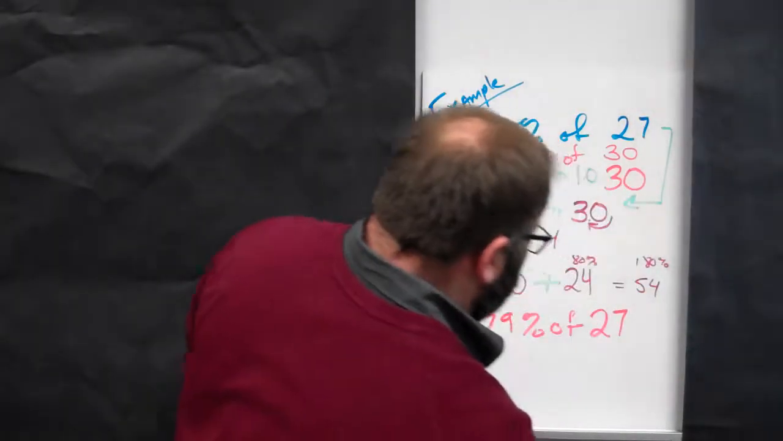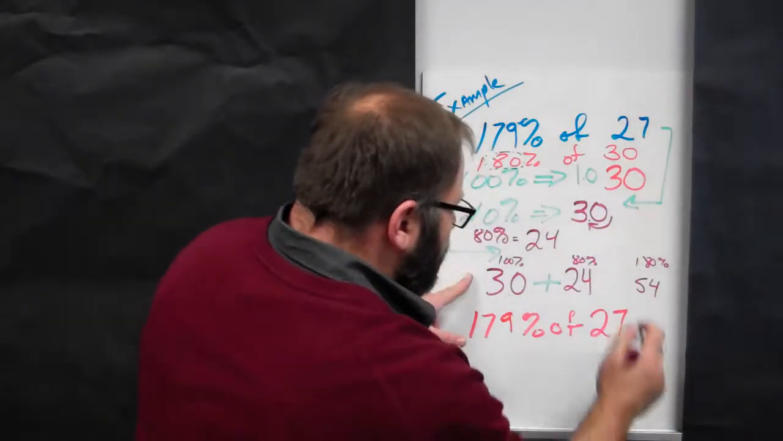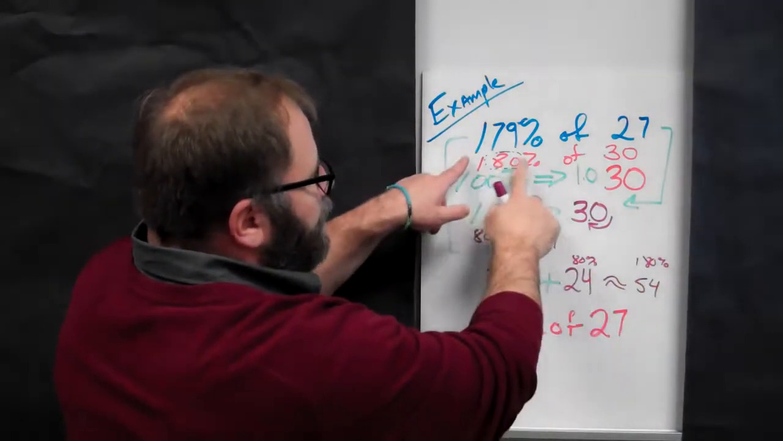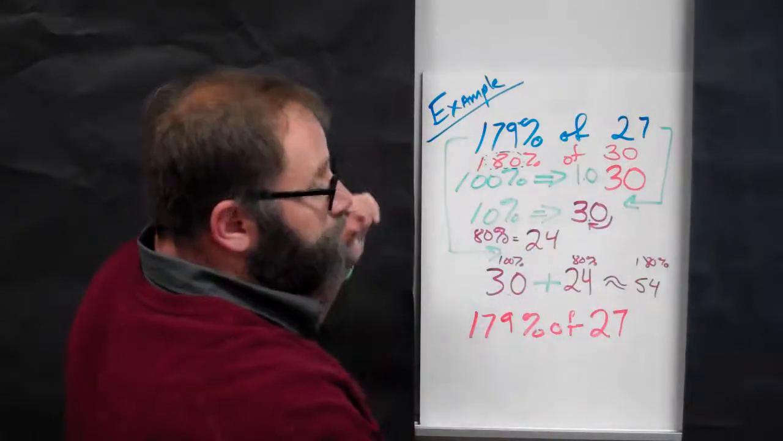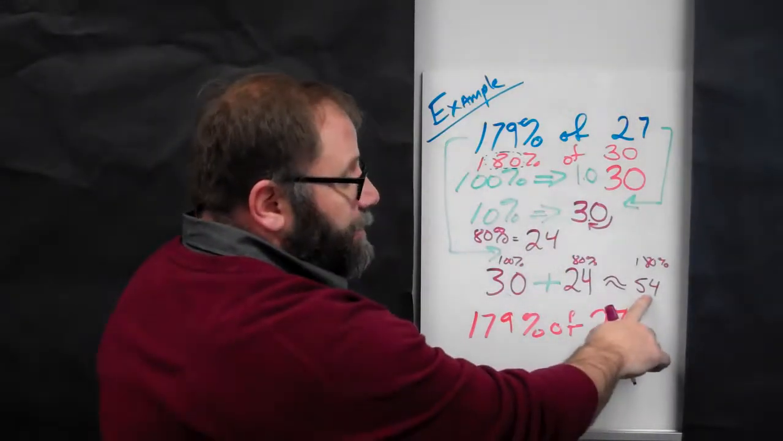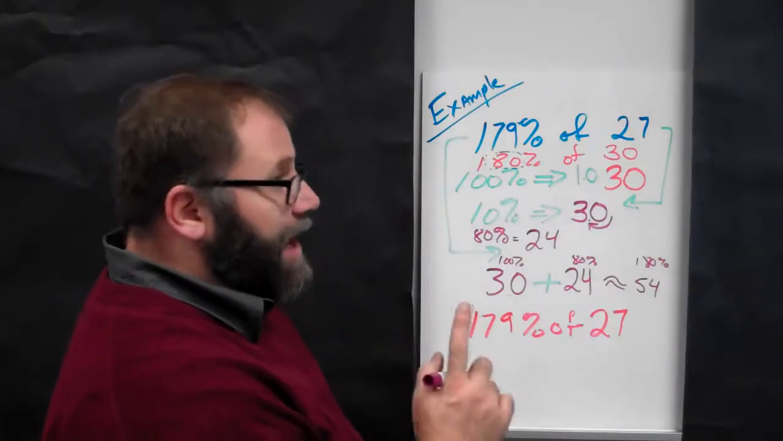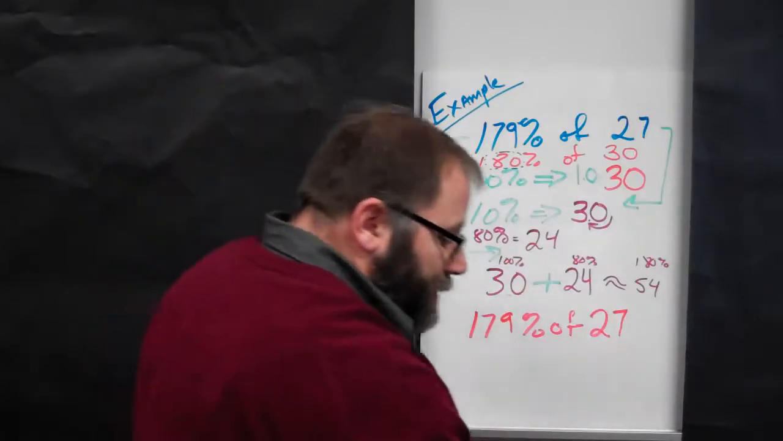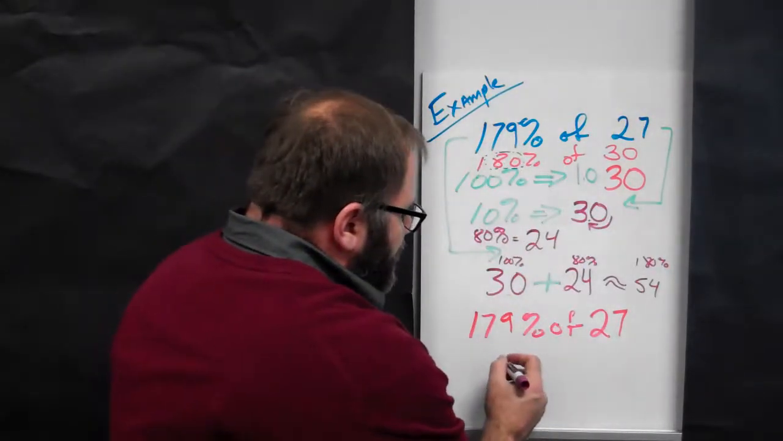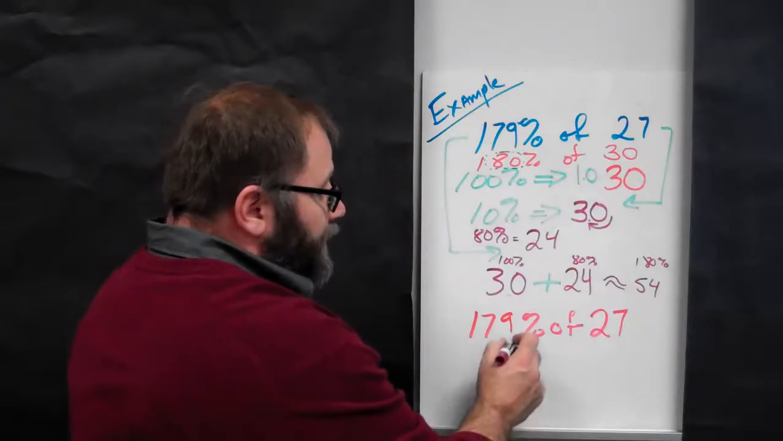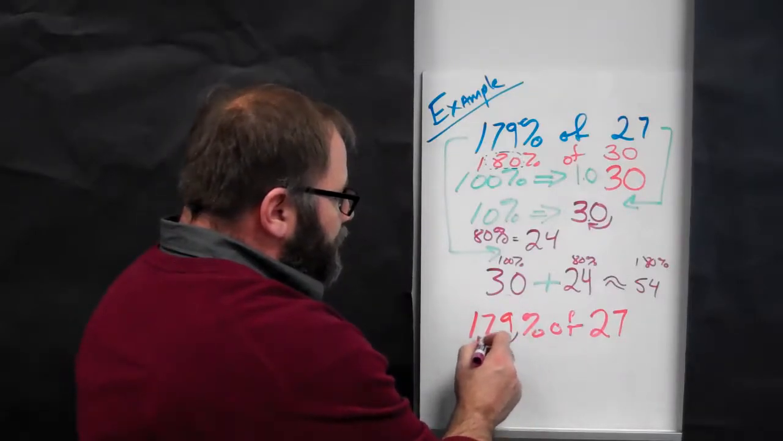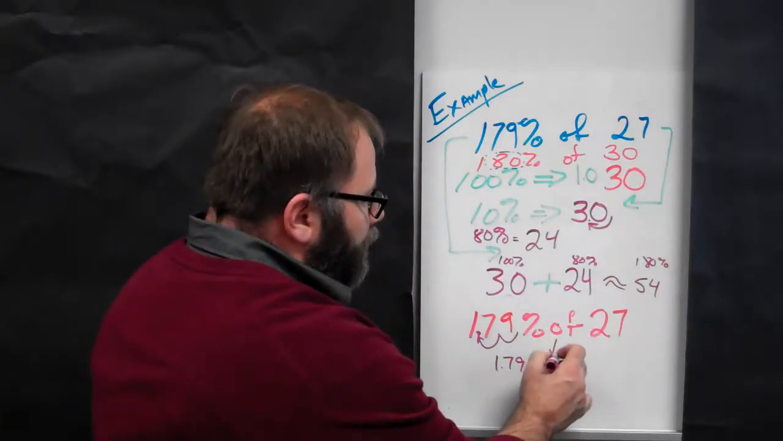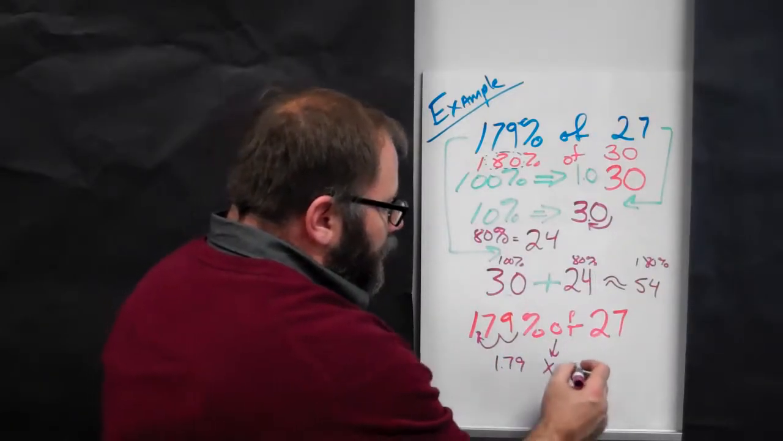And I should change my equal sign to the waves. So what we found is that 180% of 30, as an estimation, is about 54. Now, here we go. How do we do? We convert this into our math widget. We change this into a decimal. For this, we do the same process: 1, 2, with our decimal place going there. 1.79, of becomes multiplication, 27.